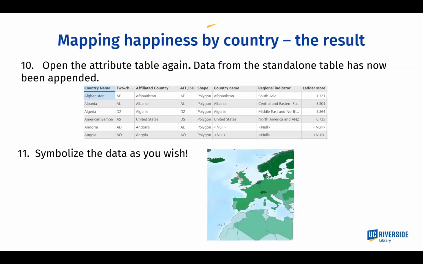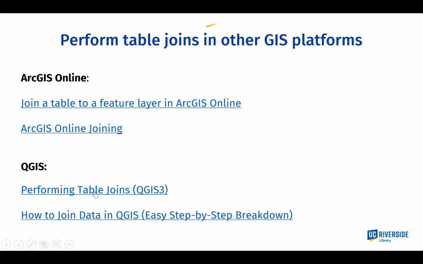And then, like I just showed you, we opened up the attribute table for the country layer, and we now have that ladder score, which represents happiness, attached, and then you can symbolize it however you wish. So again, we talked about table joins in ArcGIS Pro. I've got some resources for you if you want to try it in ArcGIS Online or in QGIS.